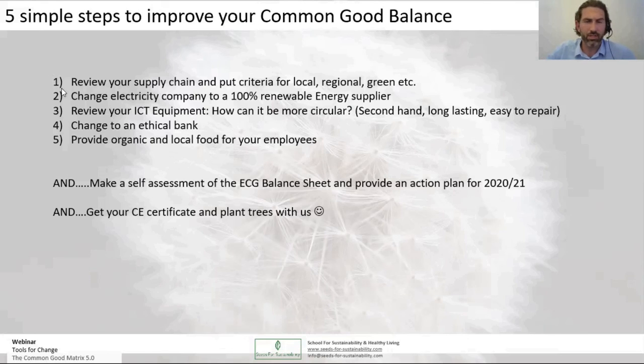So review your supply chain. That's basically an own exercise. It could be a whole workshop just on reviewing your supply chain, and this is basically one of the most intense works when you work together maybe with a consultant, to go through your supplies and your criteria, and then develop a strategy on how to be better on the supply chain.